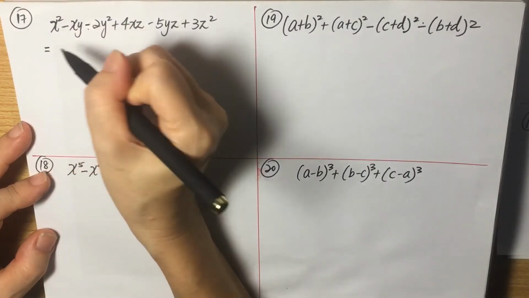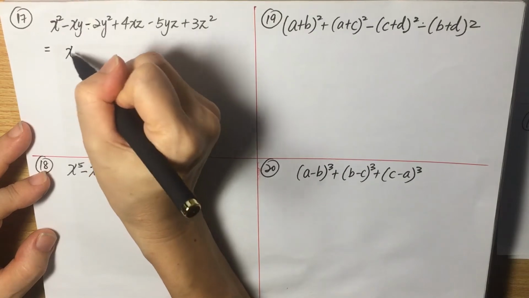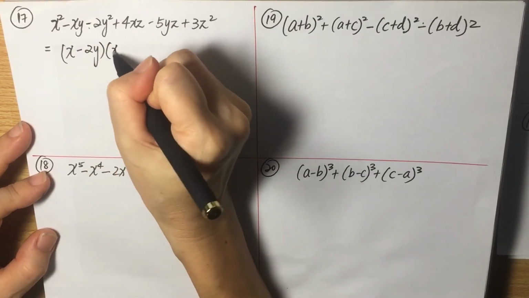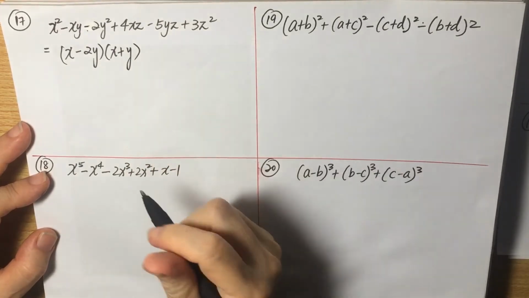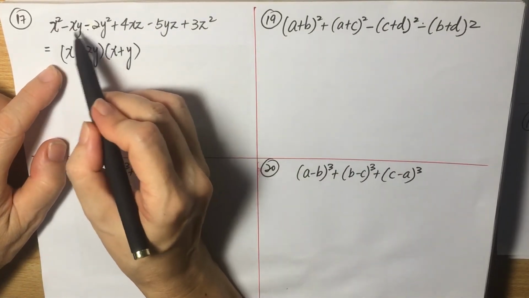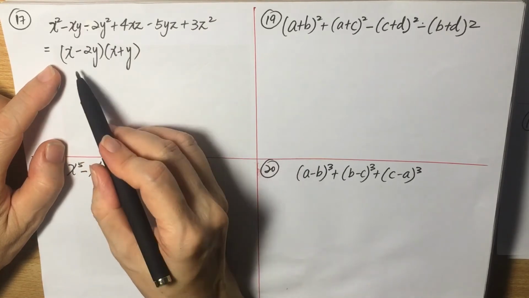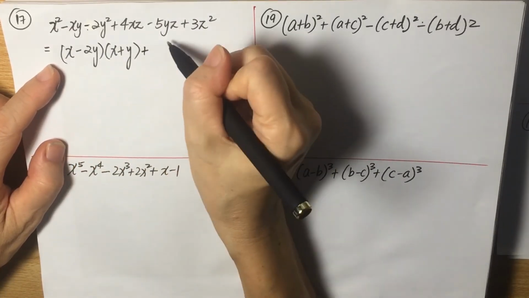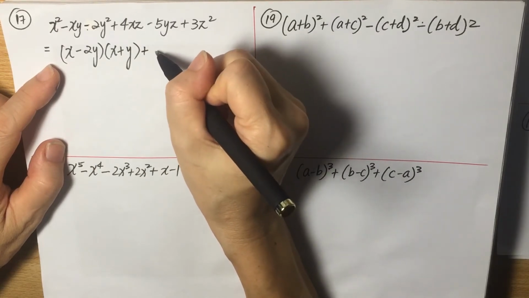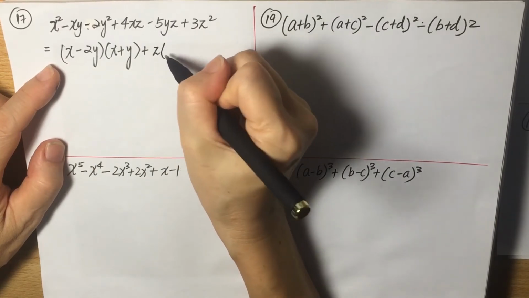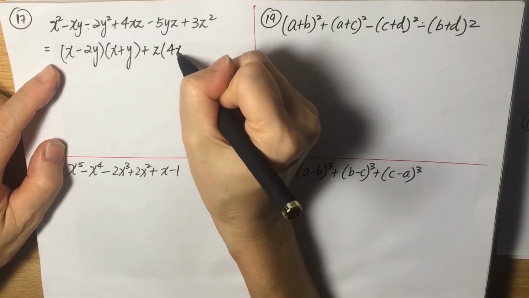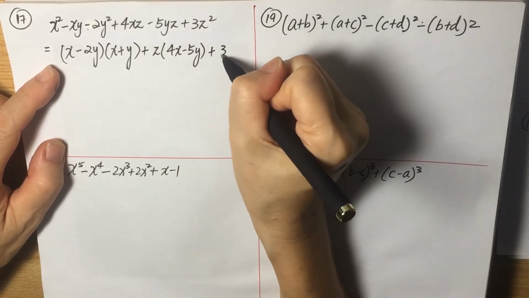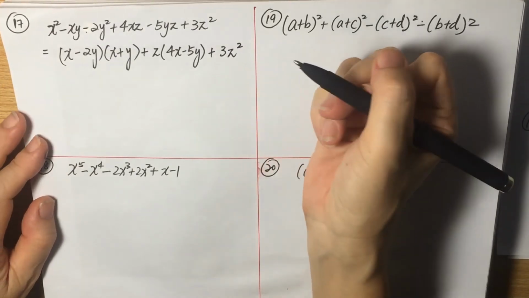I can factorize this to be x minus 2y times x plus y. So that will give you this expanded form. Okay, these two times together will give you this expanded form. So this is 4. Can I take the z out? So I have 4x minus 5y. Then I have 3z squared.